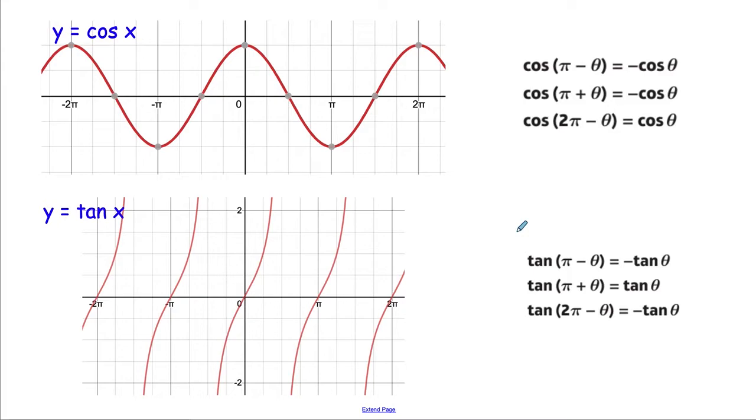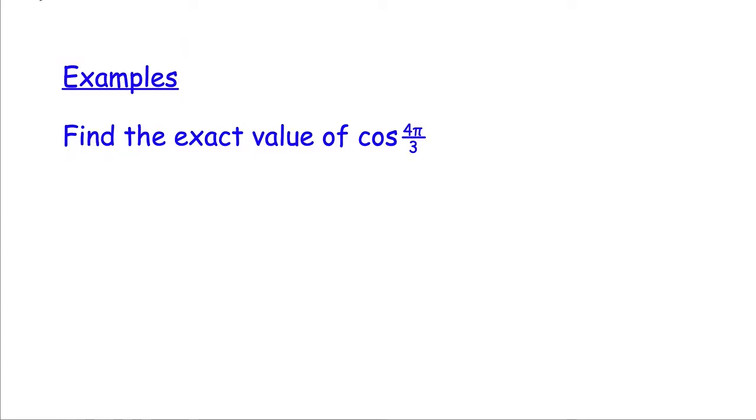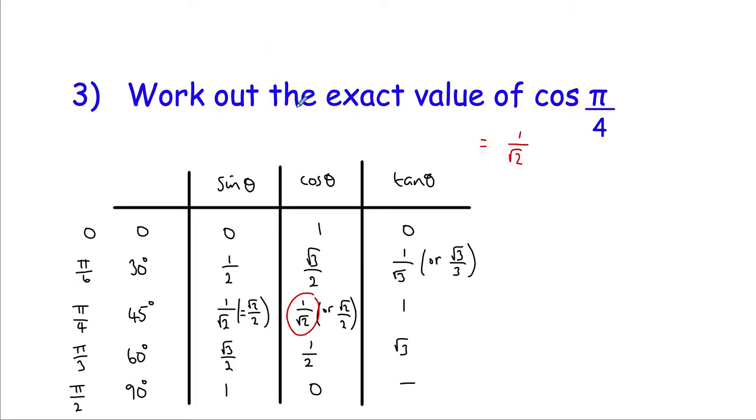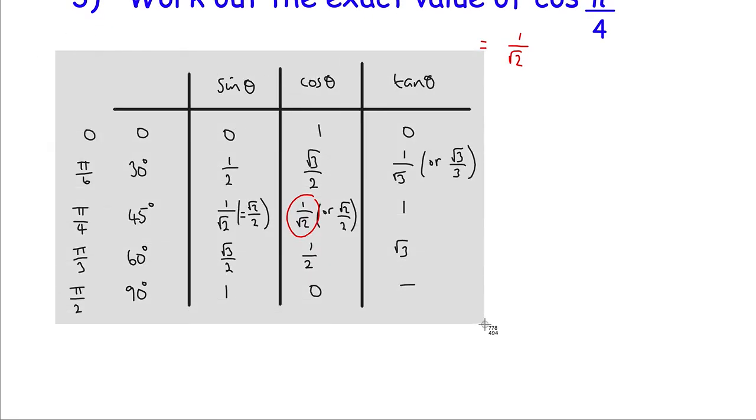So we can use those things to help us find other exact values. We wrote down in our previous lesson some exact values. I might just go back and take a picture of those so that we can use them. We don't have to write them all down again.